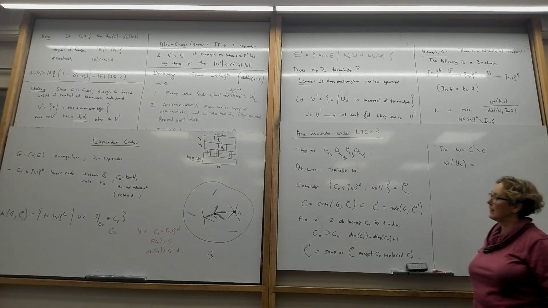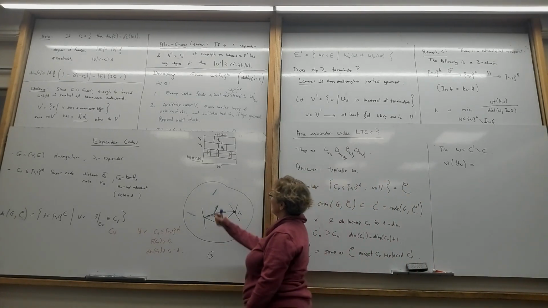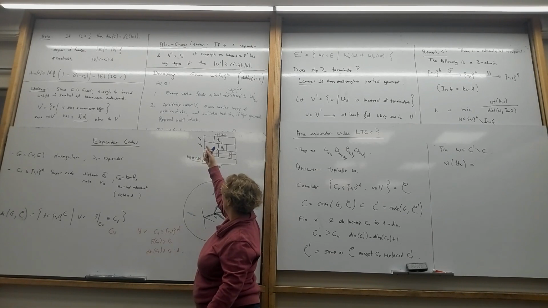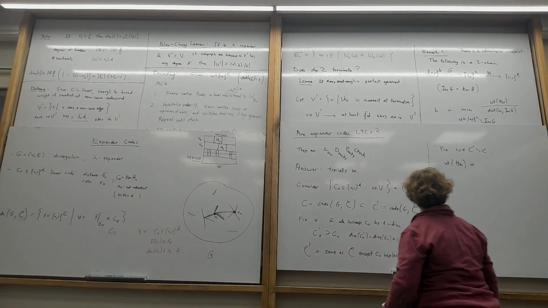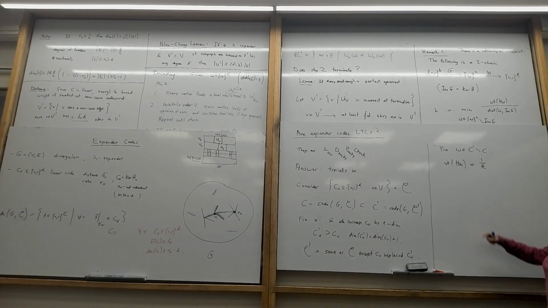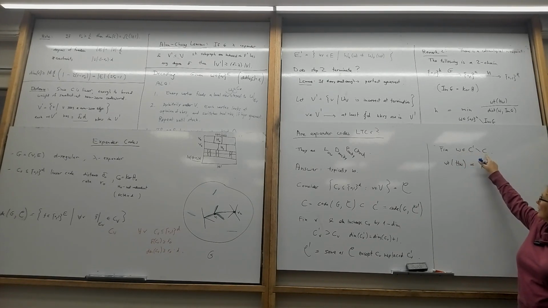If this is the matrix H, it's 1 over the number of constraints. Let me call them R. So it's 1 over R. Basically, it's the smallest it can be. For any string that's not in the code, the weight is going to be non-zero, so the weight is going to be at least 1 over R.